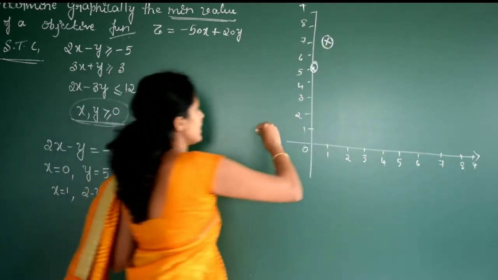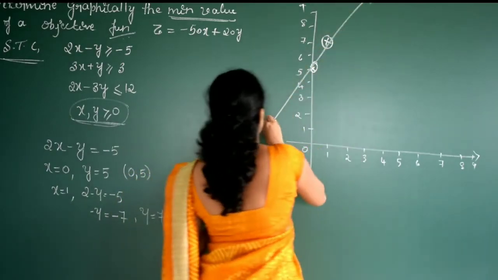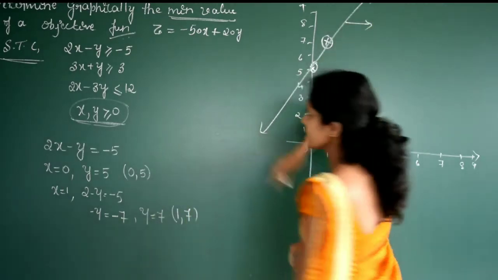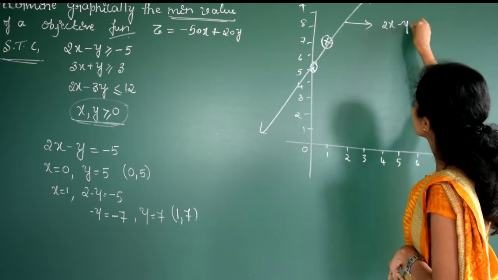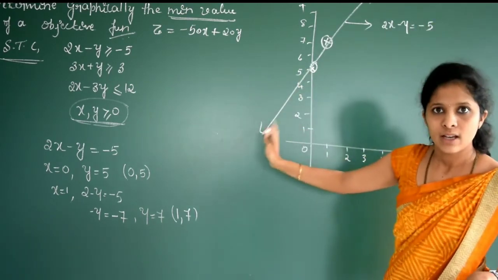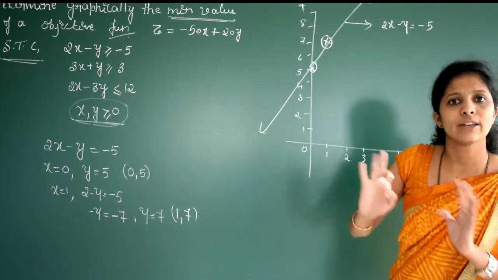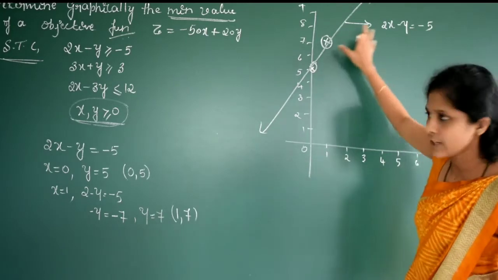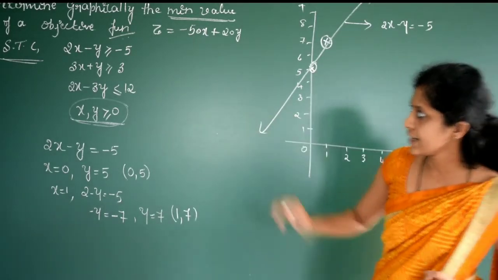So we will draw the line. This will be the line for the equation 2x minus y is equal to minus 5. Actually, this line is not possible in the second quadrant. It should be in the first quadrant. So while finding the solution region, you should be very careful. That should be in the first quadrant. Remember that. Now we will see the second equation.